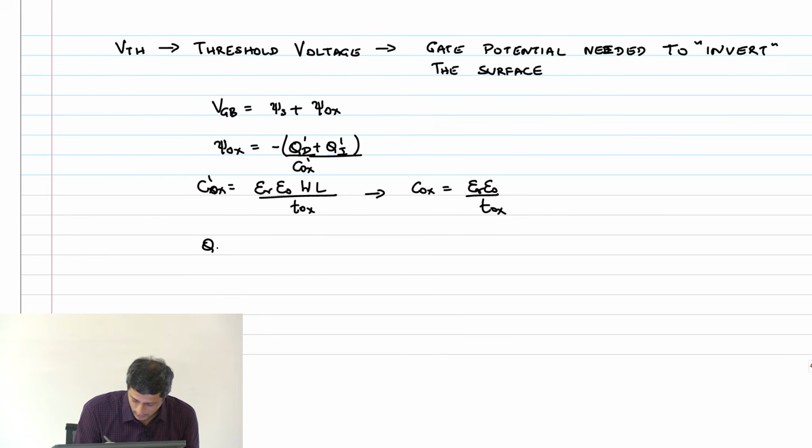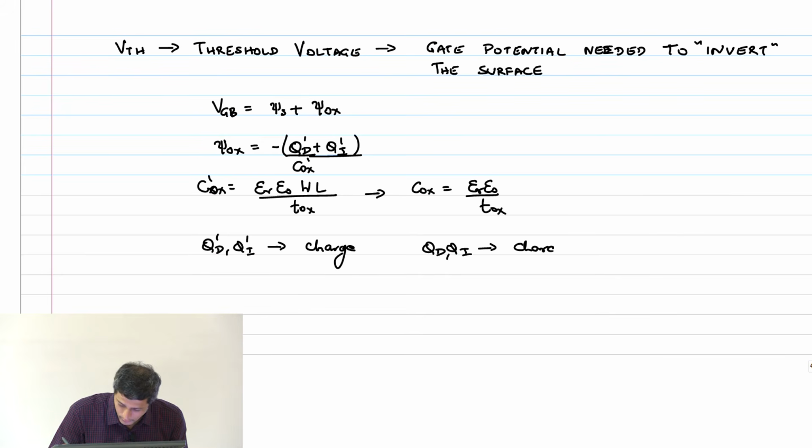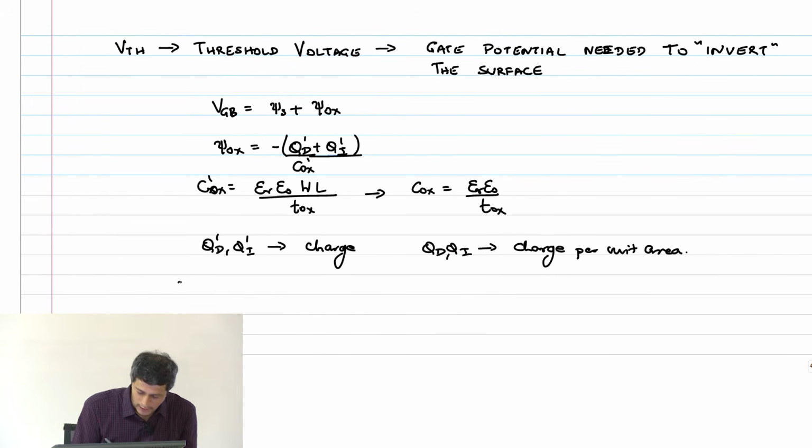Similarly, QD prime and QI prime are basically charge, okay, but QD and QI are charge per unit area. Okay. So now how do I evaluate QD prime?